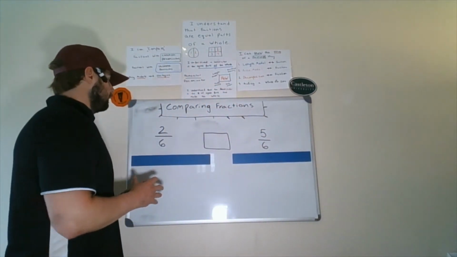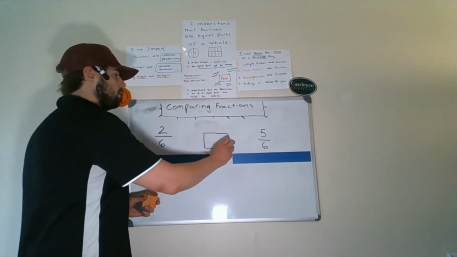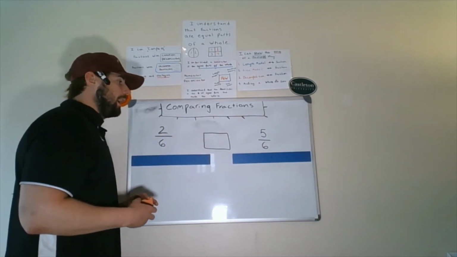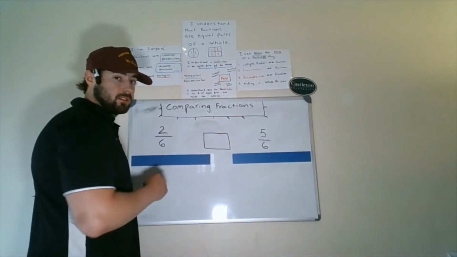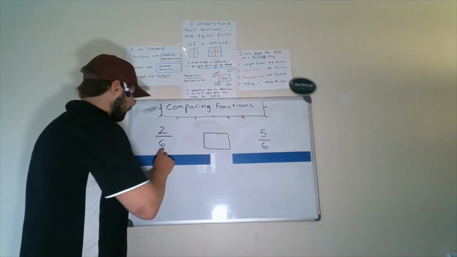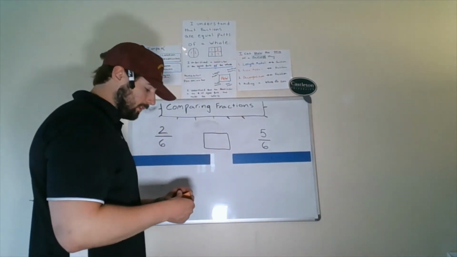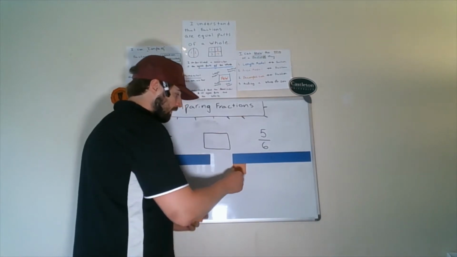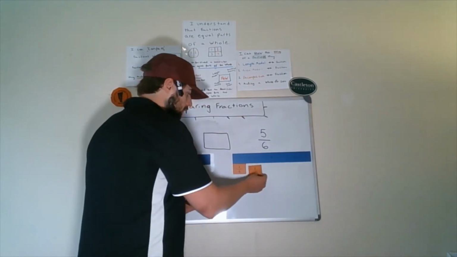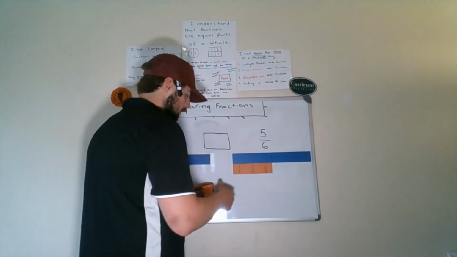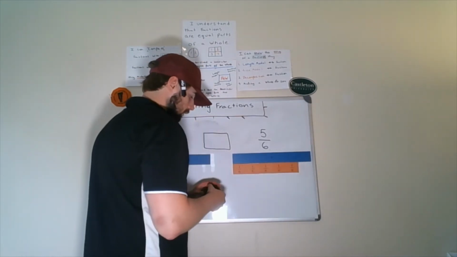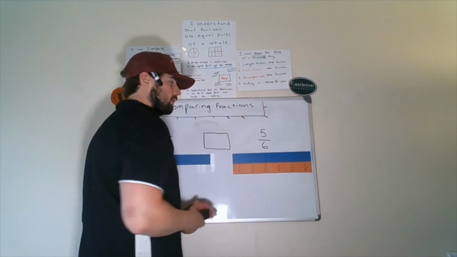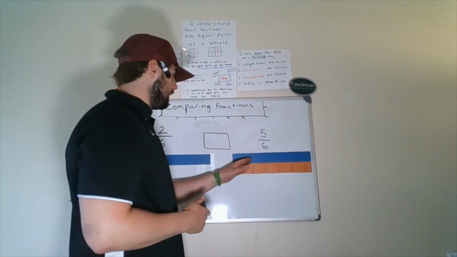We are comparing 2/6 to 5/6. I know I'm working with sixths, because I have a common denominator of 6 parts that make the whole. We're working with sixths. That also means that I know and understand that 1, 2, 3, 4, 5, 6 sixths make up the whole in these fractions.